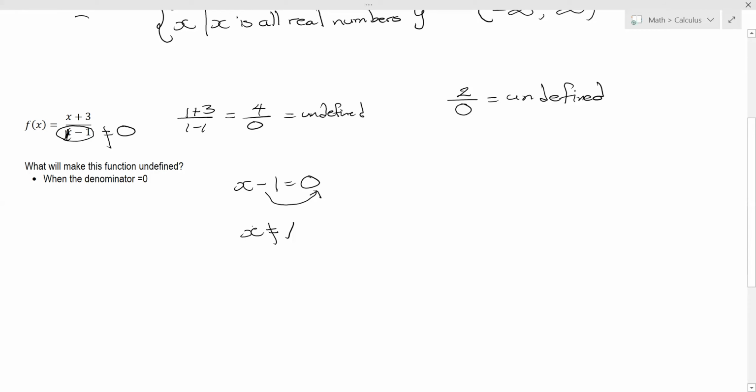So this means that x can be any other number, but it cannot be 1. It can be greater than 1, it can be less than 1, but x cannot be 1. So for the domain of this function, x can be less than 1, and x can be greater than 1, but x cannot be equal to 1.